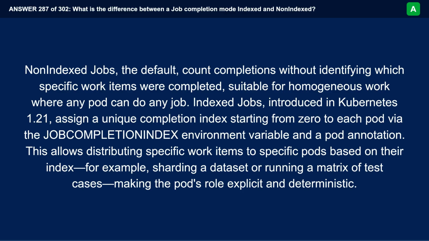Indexed jobs, introduced in Kubernetes 1.21, assign a unique completion index starting from 0 to each pod via the JOB_COMPLETION_INDEX environment variable and a pod annotation. This allows distributing specific work items to specific pods based on their index, for example, sharding a dataset or running a matrix of test cases, making the pod's role explicit and deterministic.